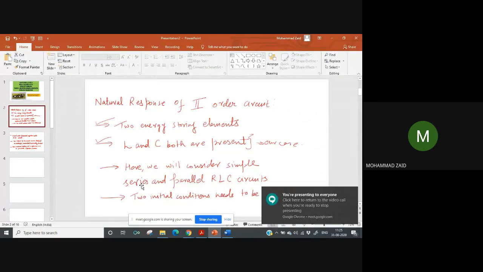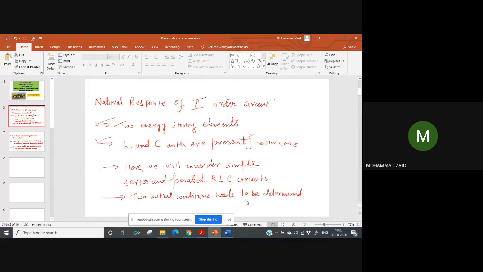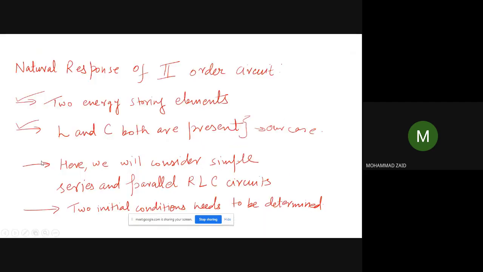So here we will consider simple series and parallel RLC circuits. That means we will limit our discussion not to complex circuits, but to simple series and parallel RLC circuits. That is the third point for analysis. And the fourth point is that there are two initial conditions which need to be determined. That means you need to know the initial inductor current, that is IL0, and VC0. For getting a complete solution, we need these two initial conditions to be determined before writing the complete solution.